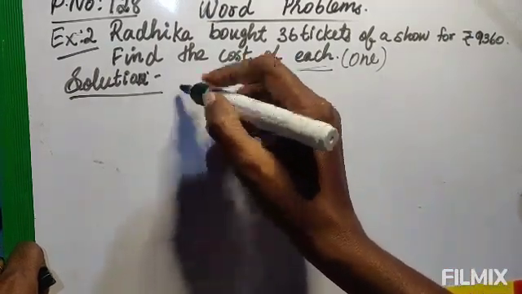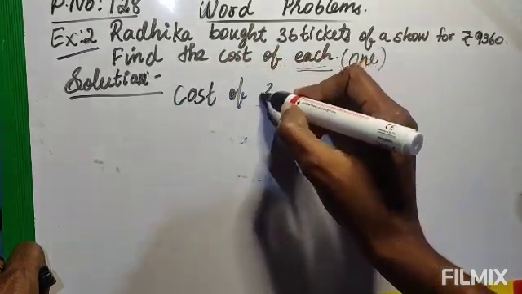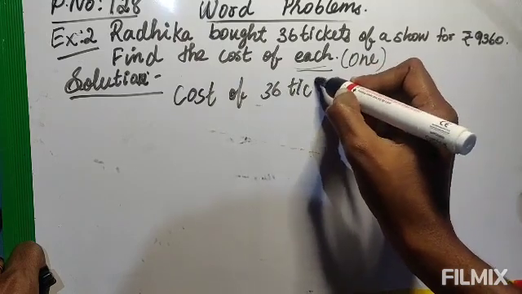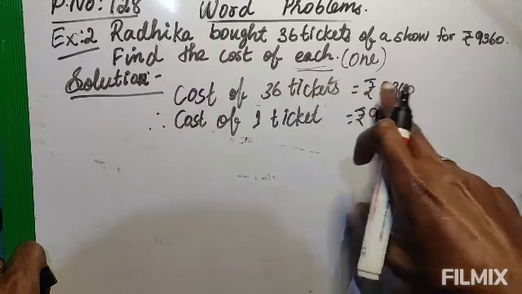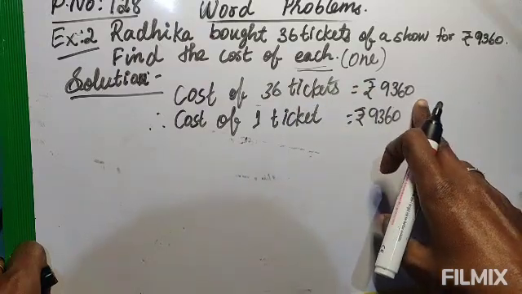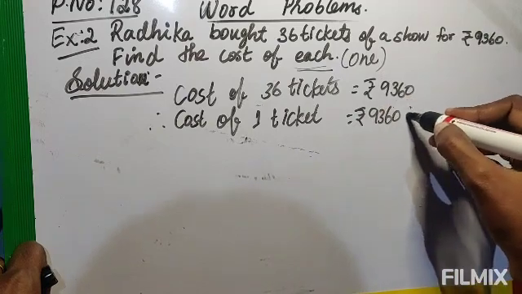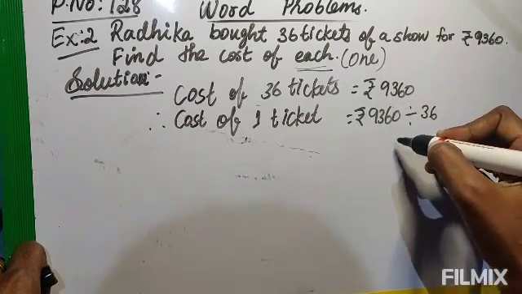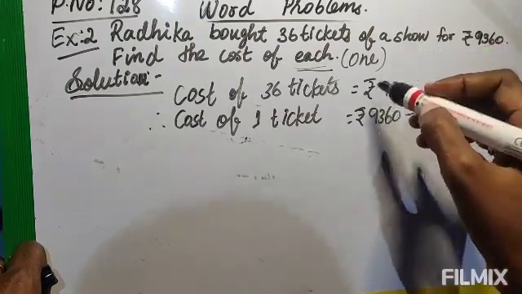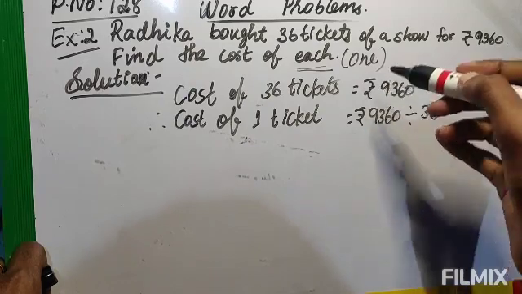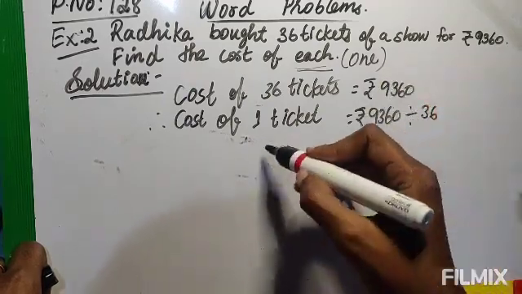The cost of 36 tickets is 9,360. Therefore, the cost of 1 ticket equals 9,360 divided by 36. So this rupee symbol you have to write, that is compulsory. When the measurements or units are given, whether it is meter or liter or rupee, you have to write them. Okay, so now let's divide.